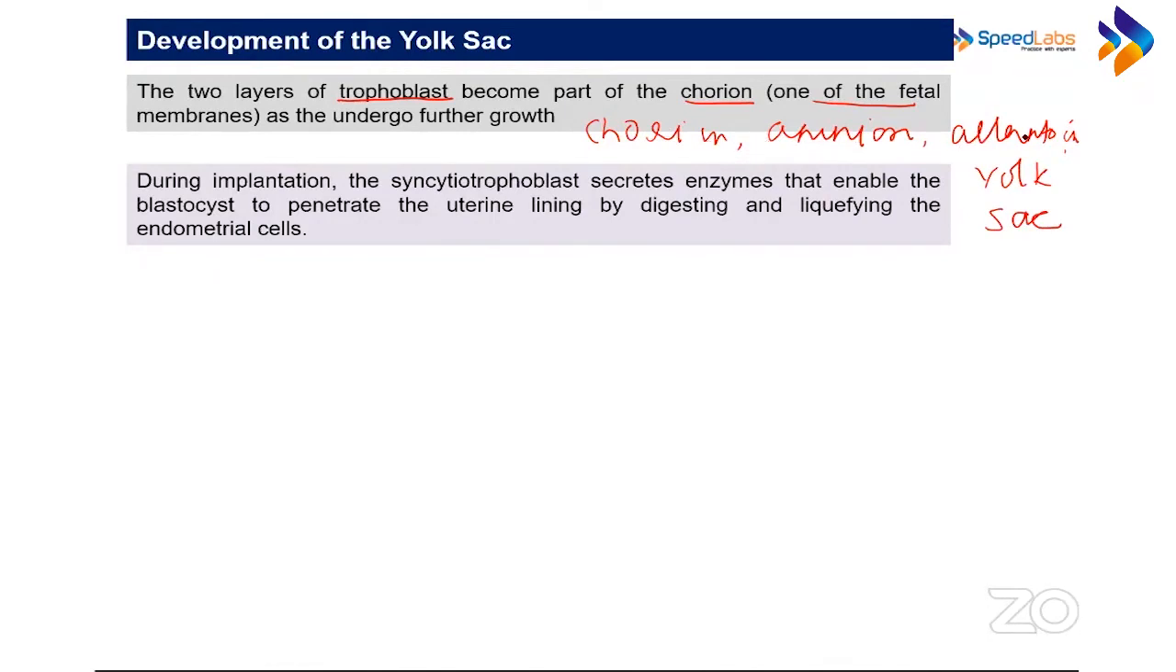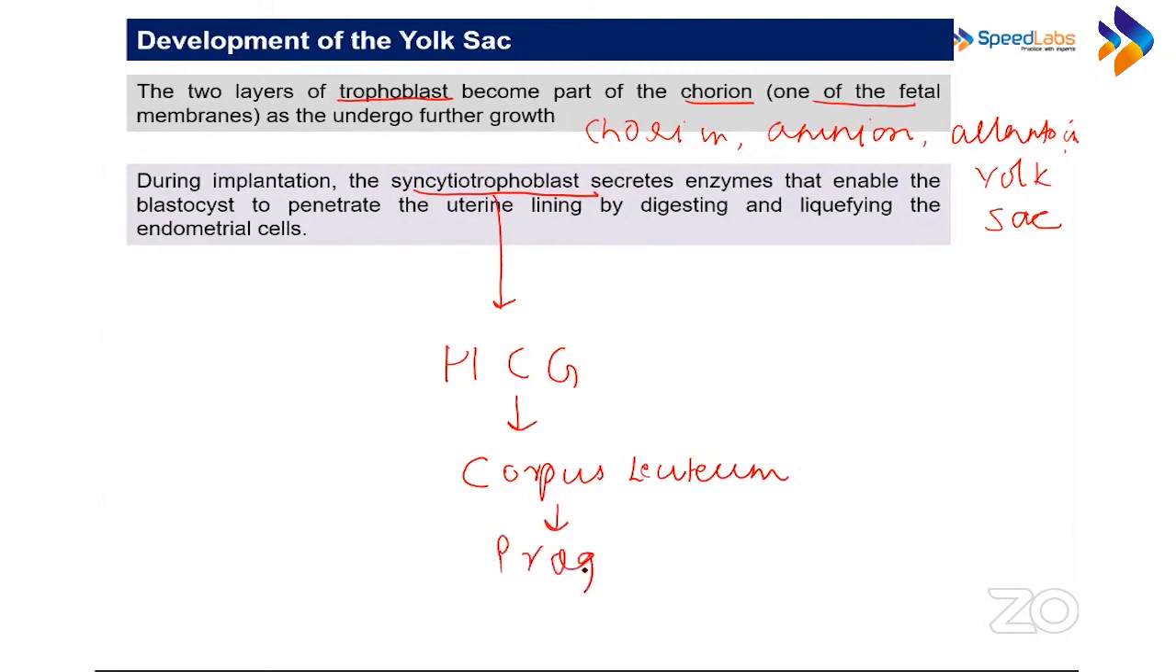Now during implantation, what happens? The syncytiotrophoblast, which is a layer of the trophoblast, secretes enzymes that enable the blastocyst to penetrate into the uterine lining of the endometrium cells. It also digests and liquefies the endometrium cells, and it helps in implantation. What is the other function of the syncytiotrophoblast? It secretes HCG, which signals the corpus luteum, and the corpus luteum produces more and more progesterone, and pregnancy is established.